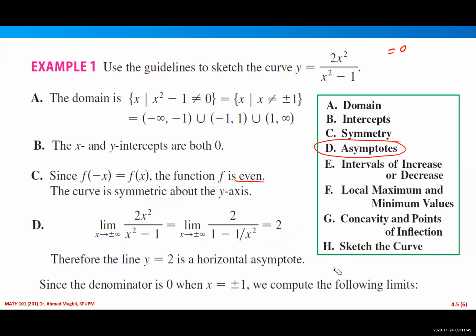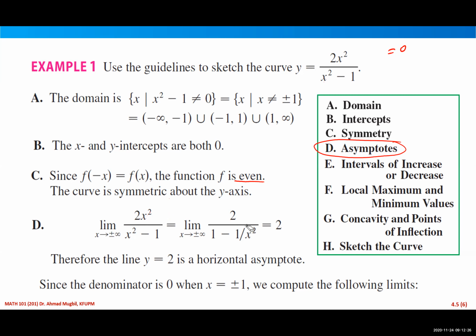Now to find... Yes. How did it become 1 minus 1 over x squared? The limit, how did it change to 1 minus 1 over x squared? Divide by x squared. When you have a limit when x goes to infinity, what do we usually do? We divide by the highest power. He just divided by x squared. Okay, even if you have L'Hopital, by the way, if you want, but no need.